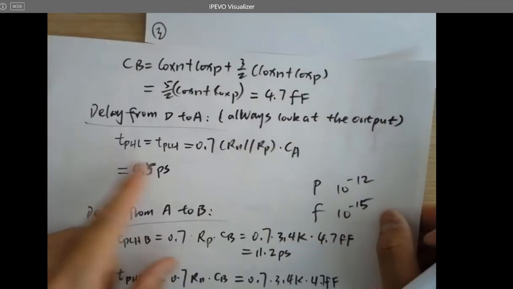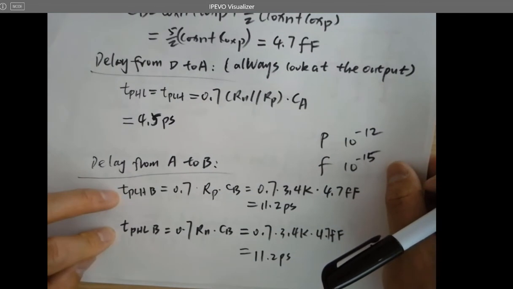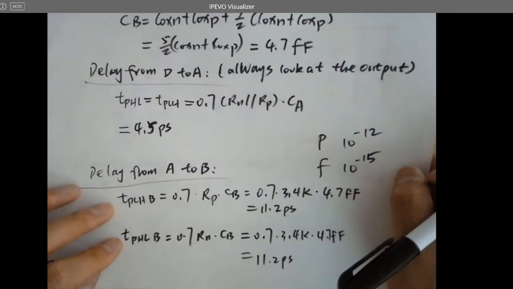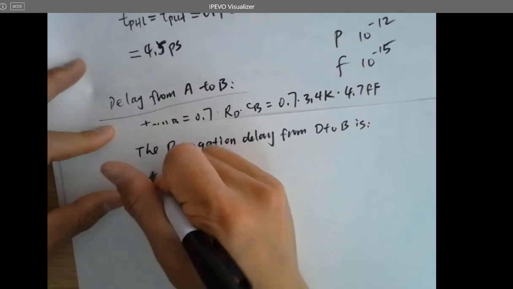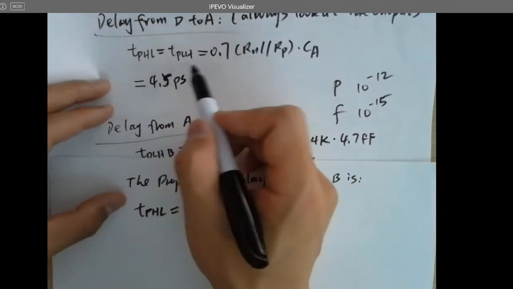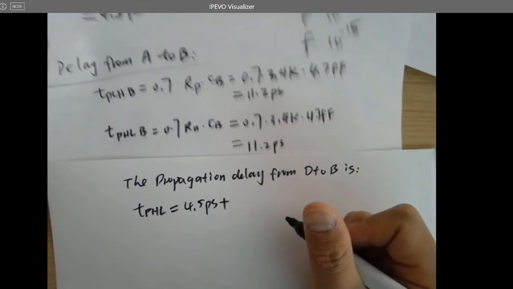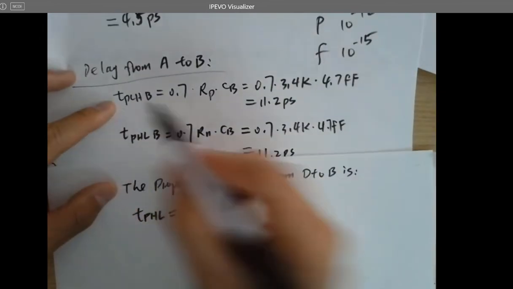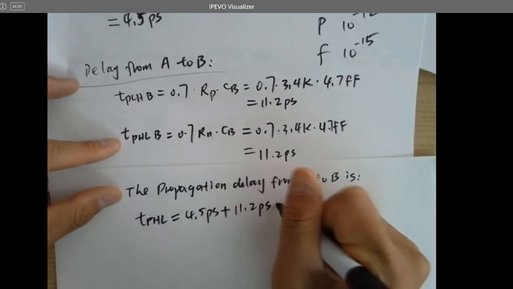From D to A, and from A to B, you have these different time delays, and you just want to calculate them separately. So TPHL equals, they just use the same value because these two values are the same. It's going to be 4.5 picoseconds plus this one, the HL, right? This one, 11.2 picoseconds.